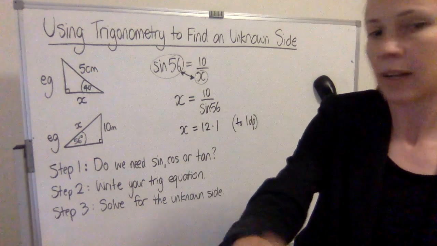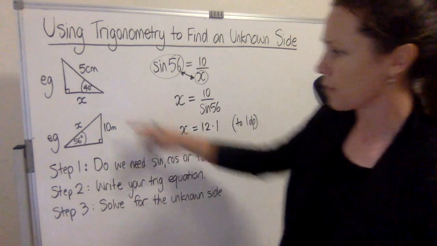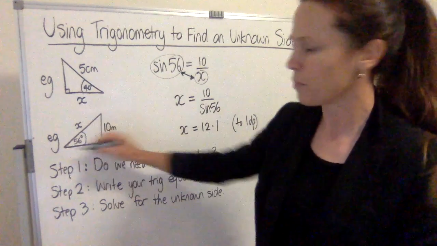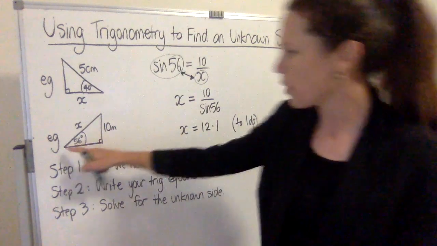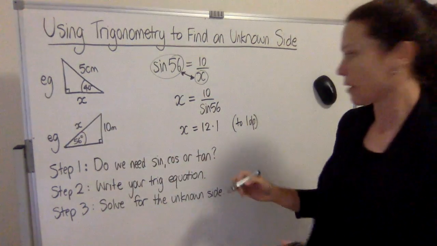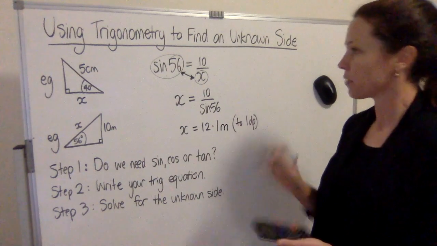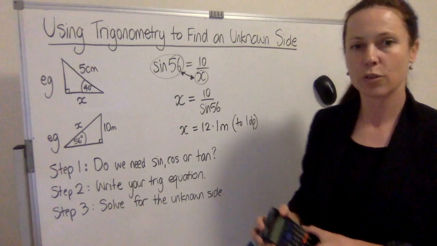And the last step is I check back to the picture and say, would that make sense? If this is 10 metres, and my picture's not perfectly to scale, but would that hypotenuse be 12? Yeah, that seems pretty reasonable, so I probably haven't made a mistake. And we're in metres here, so I need to put metres on. And that's how you find a side using trigonometry.